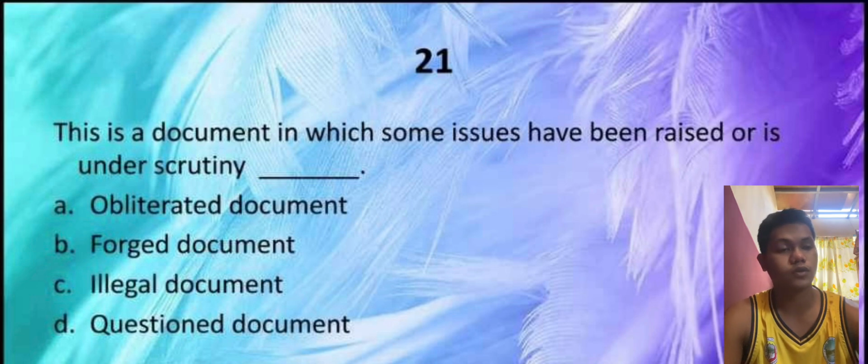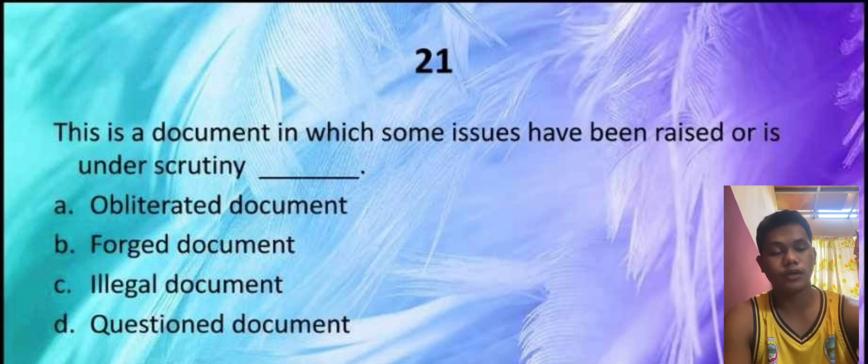Question number 1: this is a document in which some issues have been raised or is under scrutiny. So my keyword here is under scrutiny. My answer here is question document, and here is my explanation of the choices that I've eliminated.